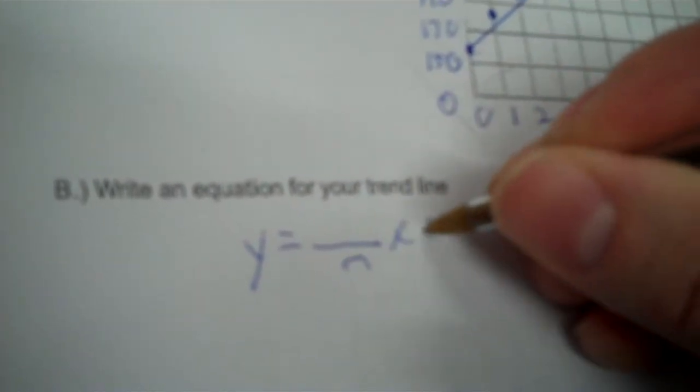Okay, so you take the line, make your trend line. It might not look exactly like mine. It just should be going upward. Okay. Now part B, write an equation for your trend line. So y equals mx plus b. You have to find the m and the b. We're not going to do the extrapolation part.